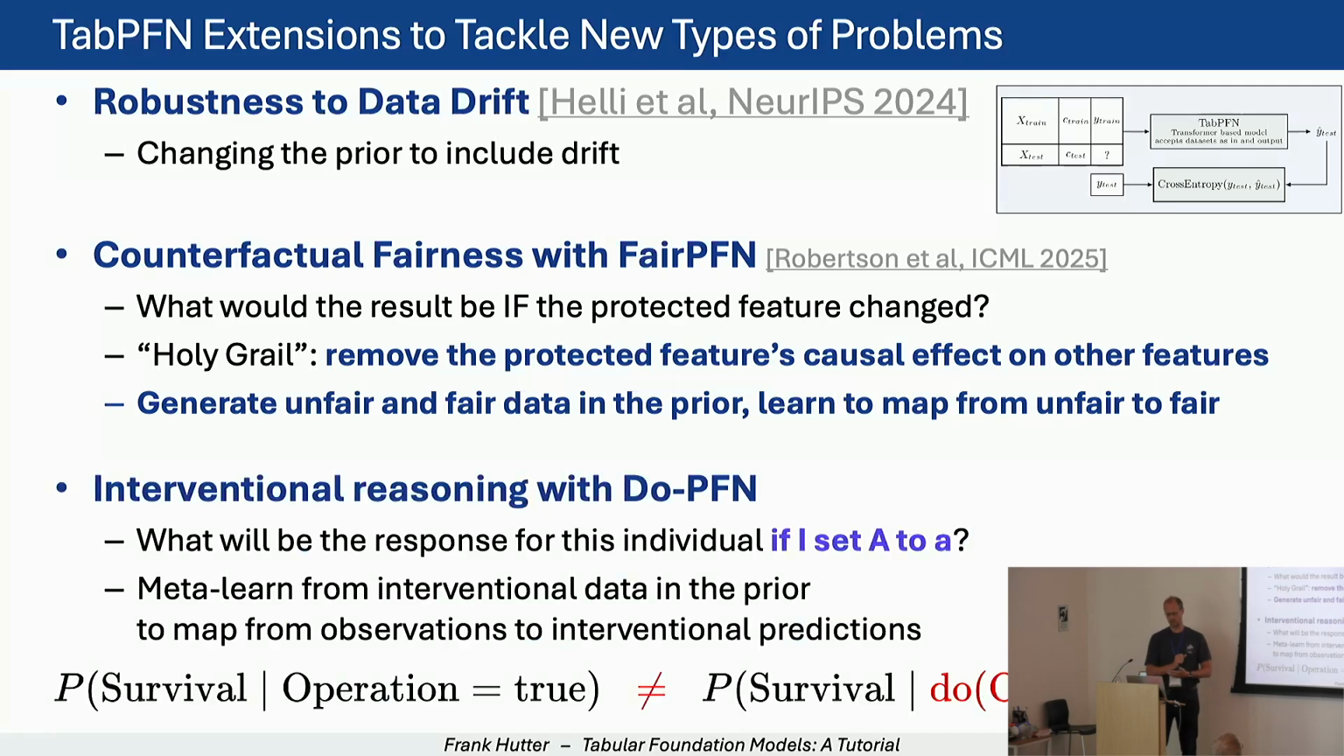And likewise, you can do a similar thing with interventional reasoning. So what would happen if I go and change this variable here to this value? So I like to have this example here.